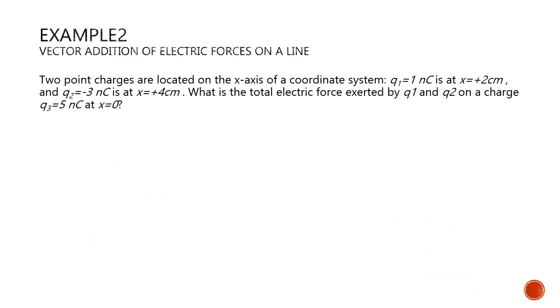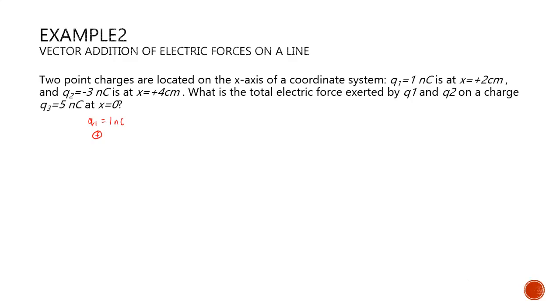So the second example. We have some positions here. Two point charges are located on the x-axis of the coordinate system. Basically the same as example number 1, except that we need to solve for r. Q1 is 1 nanocoulomb, meaning it's positively charged. So this is, let's say, Q1, 1 nanocoulomb, and it is at 2 centimeters.